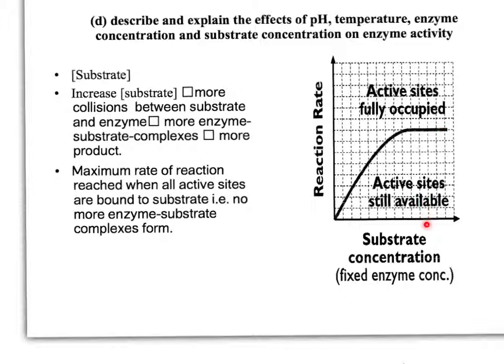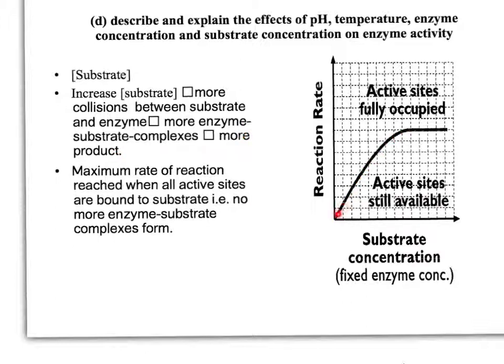So that's the description of what's going on here. Substrate in square brackets is just a convention we use in science, and it denotes concentration of. Whenever you see square brackets around something, we mean concentration of. So increasing the concentration of substrate results in more collisions between substrate and enzyme, and therefore more enzyme substrate complexes forming, and therefore more product. That explains the first phase.